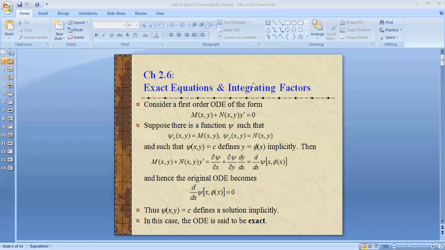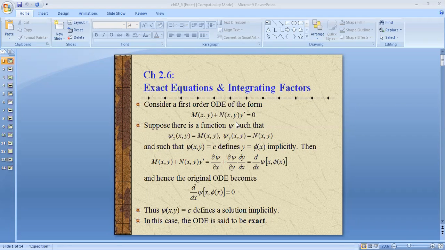Exact equation, that means exact differential equation of an ordinary differential equation, and integrating factors. Sometimes we need to solve an exact differential equation with integrating factors. Consider any ordinary differential equation, M dx plus N dy. Here y dash means what? dy by dx, the first derivative of y with respect to x. That means M dx plus N dy equals 0.